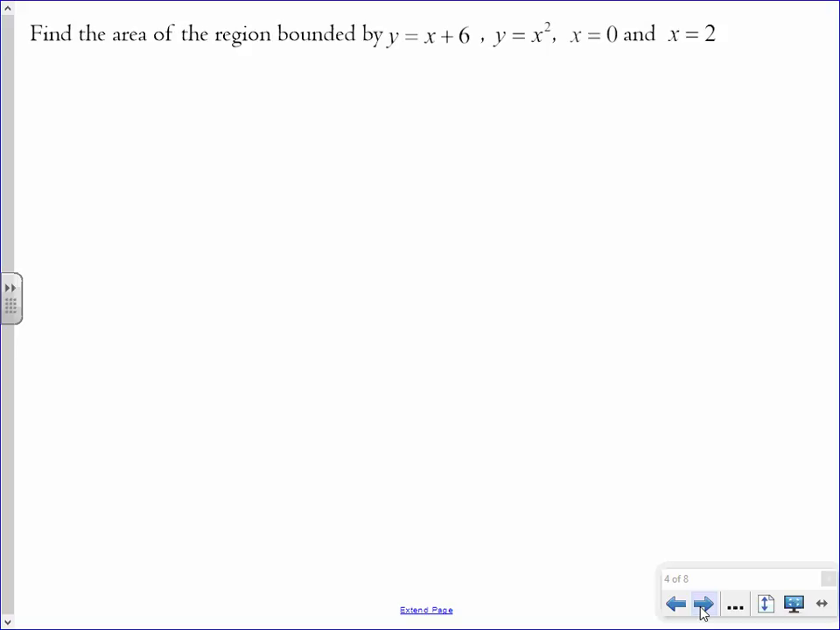I want the area of the region bounded by y equals x plus 6, y equals x squared, x equals 0, and x equals 2. Now this is something that we do not need a calculator to graph, and I would expect you to be able to graph this region without a calculator.